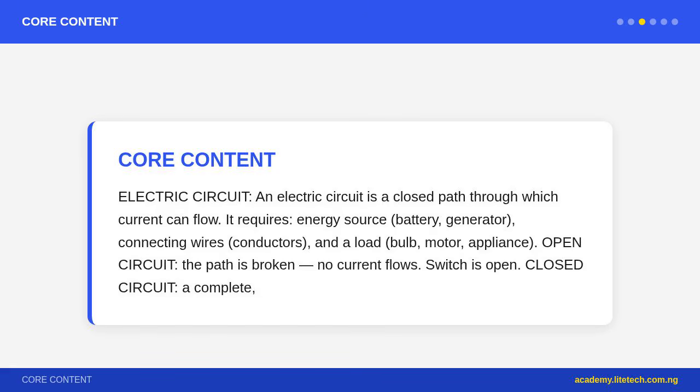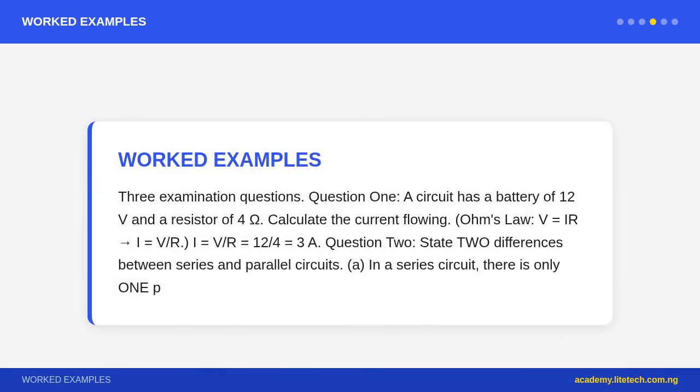Example: household electrical wiring in Nigeria. All appliances are connected in parallel to the mains, so your television failing does not switch off your fan. This is why all outlets in a room provide 220 V. Advantage: independent operation, same voltage for all devices. Disadvantage: more wiring, and if total current is too high, the fuse or breaker trips.